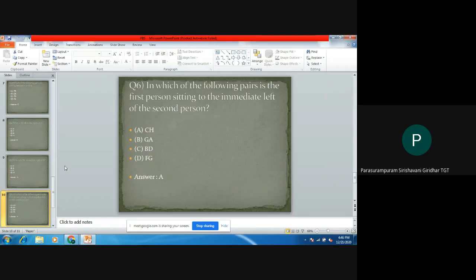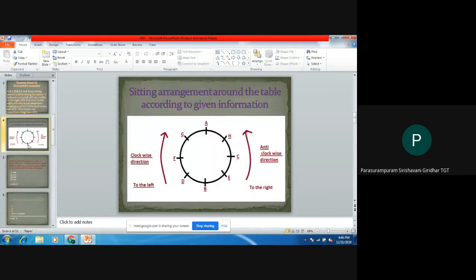Please look at the figure here, I'll show you. First option CH is there. Now please look at, CH means here, see, to this CH, the first person immediate left. First person sitting to the immediate left of the second person. So here option A is here. C is sitting to the immediate left of H. Is it not? C is sitting in immediate left of H. When H is facing towards the center, to the left side C is sitting. So the first option is correct. Now look at the other options also and check whether they are correct or not.